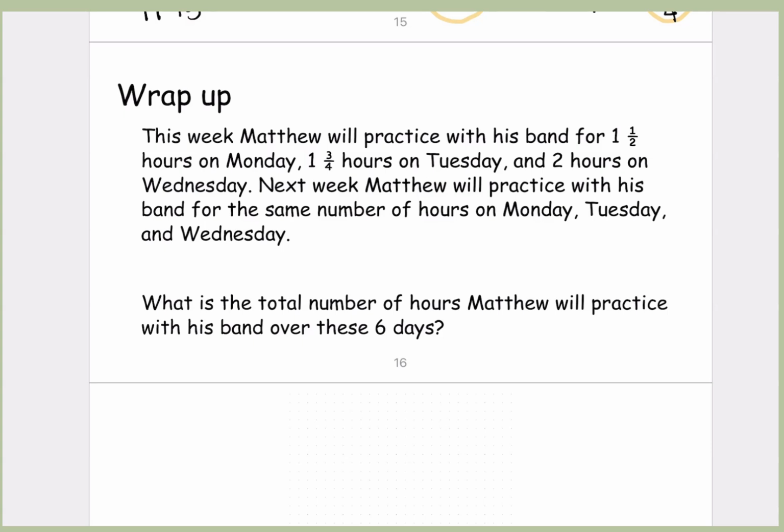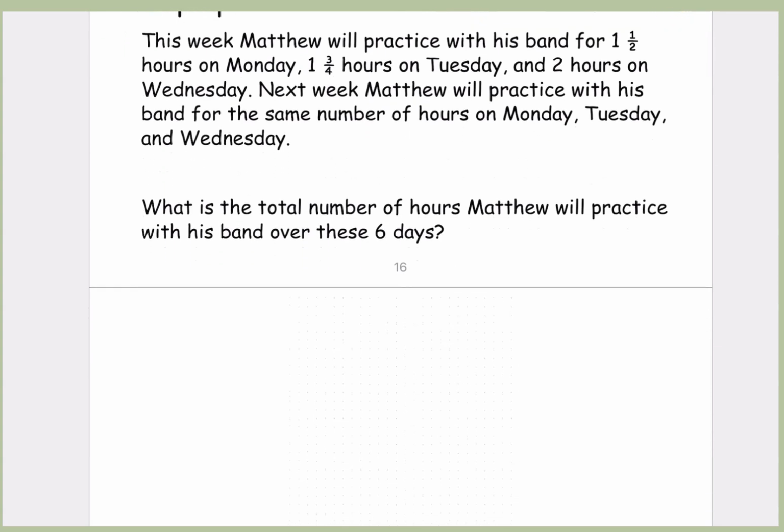Here we go. This week, Matthew will practice with his band for 1 1/2 hours on Monday, for 1 3/4 hours on Tuesday, and for 2 hours on Wednesday. Next week, Matthew will practice with his band for the same number of hours on Monday, Tuesday, and Wednesday. What is the total number of hours Matthew will practice with his band over these 6 days?